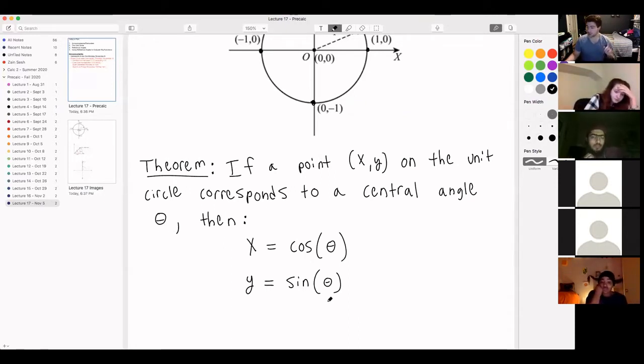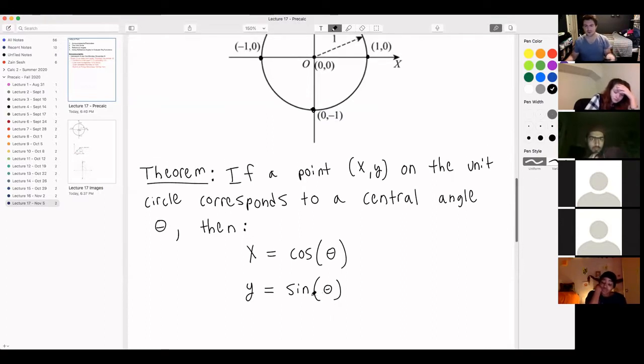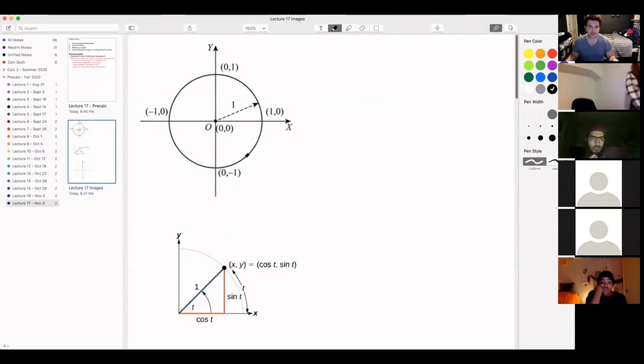Okay? This is a very nice theorem, and it's going to allow us to further calculate some more trig values. Okay? So I'm going to just kind of show you guys what this means. What does it mean for a point to correspond to an angle theta? What does that mean? So let me try and clear this up.